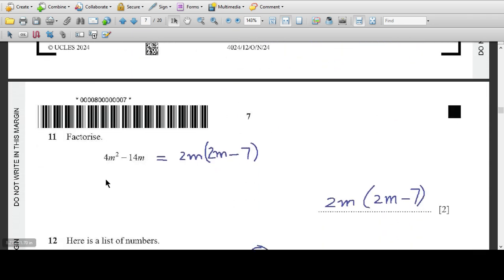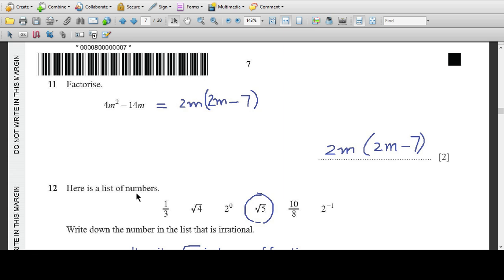Now question number 11. So 4m squared minus 14m. So we have to factorize. Here we see that 2 is common and m is also common. So we can take 2m common. After taking 2m common, here we have 2m left, and here we have minus 7. Minus sign, and 2m is taken from this, so 7 is left. So after multiplying with this, we will get this minus 14m, and this one is 4m squared. So this is the factorization of this part.